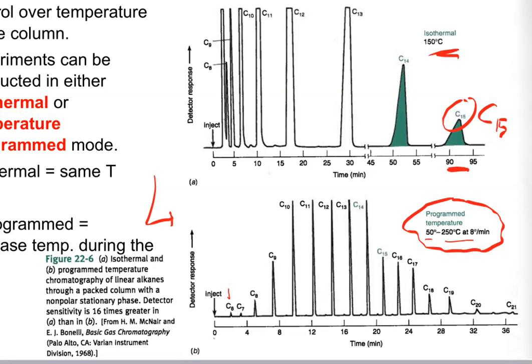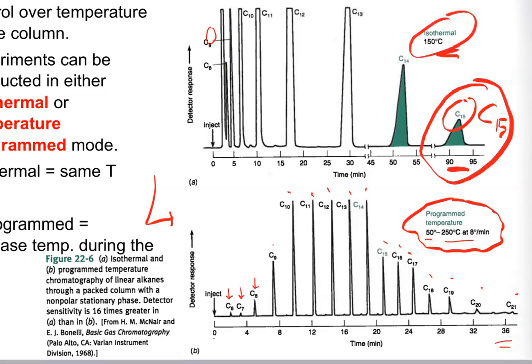Now we get a peak at about 2 minutes. So that's the C6, the C7. There's our octane that we saw there, right? We get C9, C10, C11, 12, 13, 14, 15, 16, 17, 18, 19, 20, even 21. And look, we're just a little over 30 minutes here. So we had to wait an hour and a half to get the C15 peak at isothermal. But a little over half an hour, I can get the C21 peak.